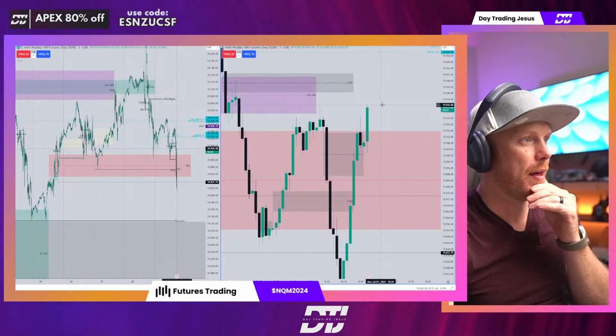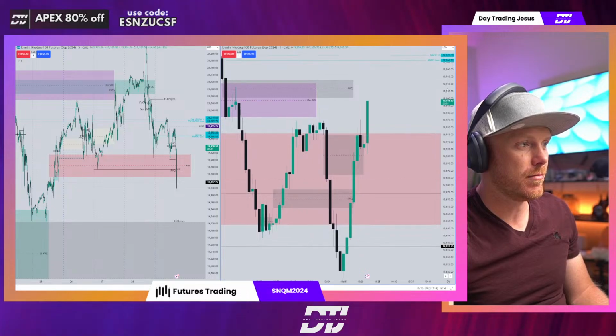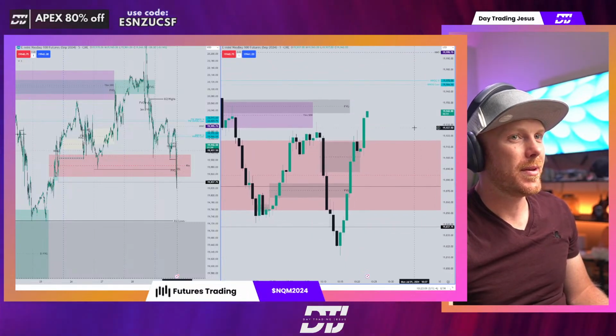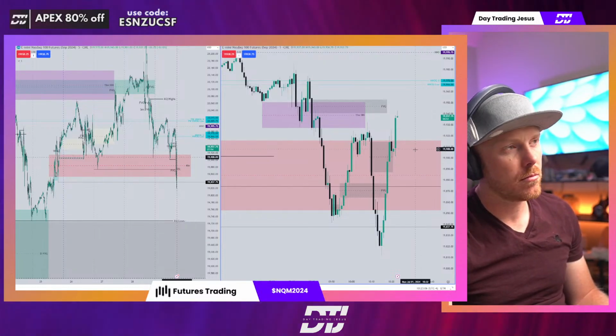Unfortunately, this ran without us. It did not give us the close or the entry on that inversion, which is okay. It is fine because we will get another one. There will be another one.